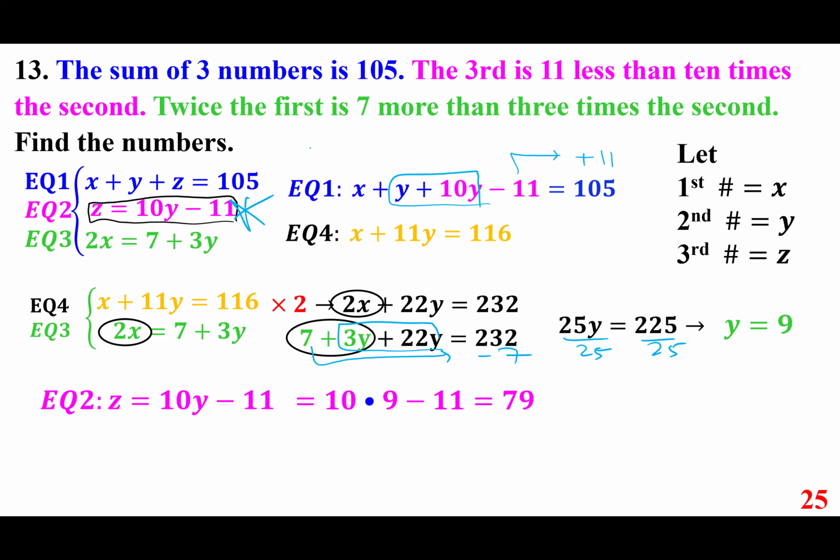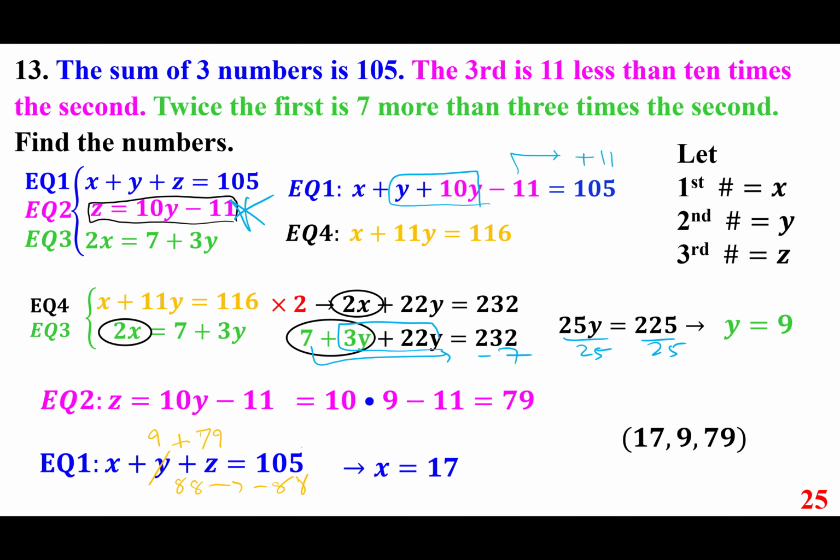Now we can go with the first one. They add up to 105. This is 9. This is 79. That means 88. Subtract from 105. x becomes 17. And we write 17, comma 9, comma 79.